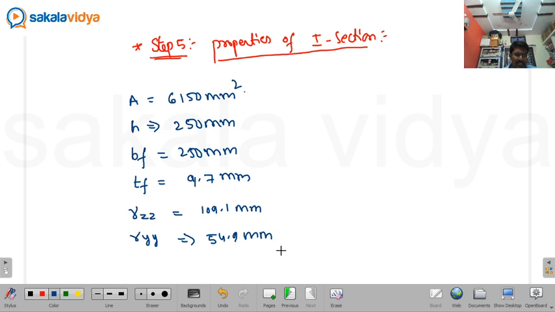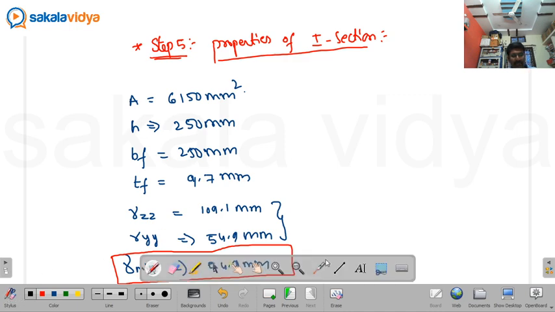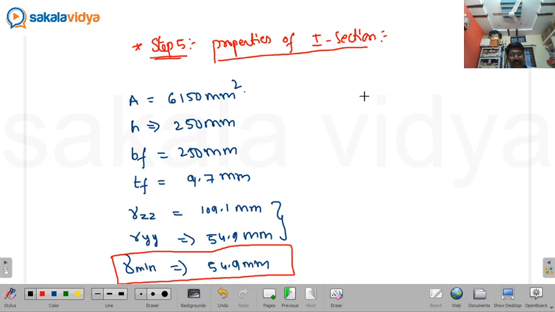In solving these questions, we need to consider only one radius of gyration. Whichever is minimum among these two, that we are going to take as our radius of gyration. So radius of gyration minimum is equal to, among 109.1 and 54.9, which is minimum? 54.9 mm is minimum. So in solving this type of questions, model number 2, we have to take the minimum radius of gyration. After writing all the basic parameters, we have to sketch the diagram. Diagram is very important.